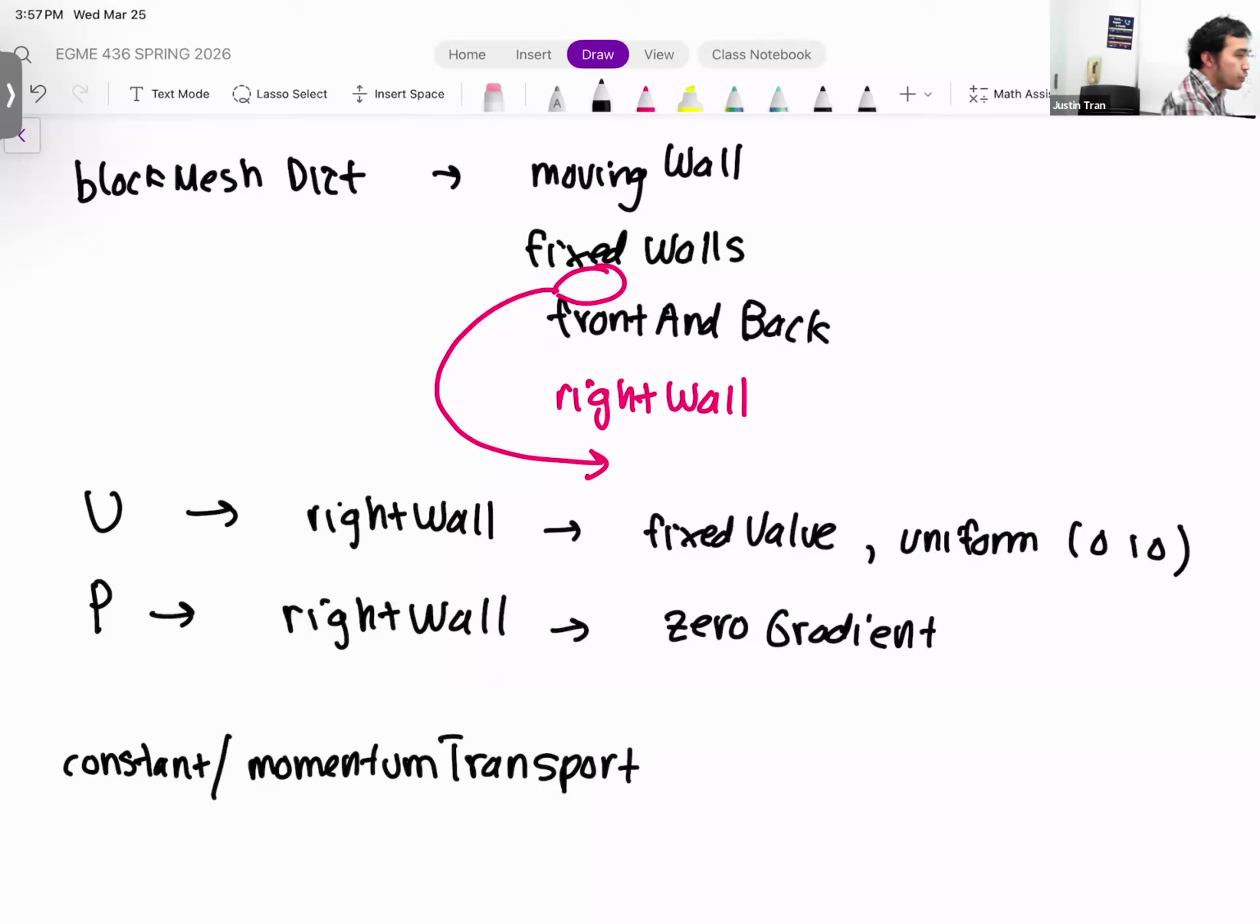Right, so there's a file. We didn't really do much with it, we just kind of looked at it. Under the constant directory, there's a file called momentumTransport. In there is a setting called simulationType. It was mentioned briefly in the activity, but we didn't actually change it. By default I think it's RAS, but you can change it to laminar instead.